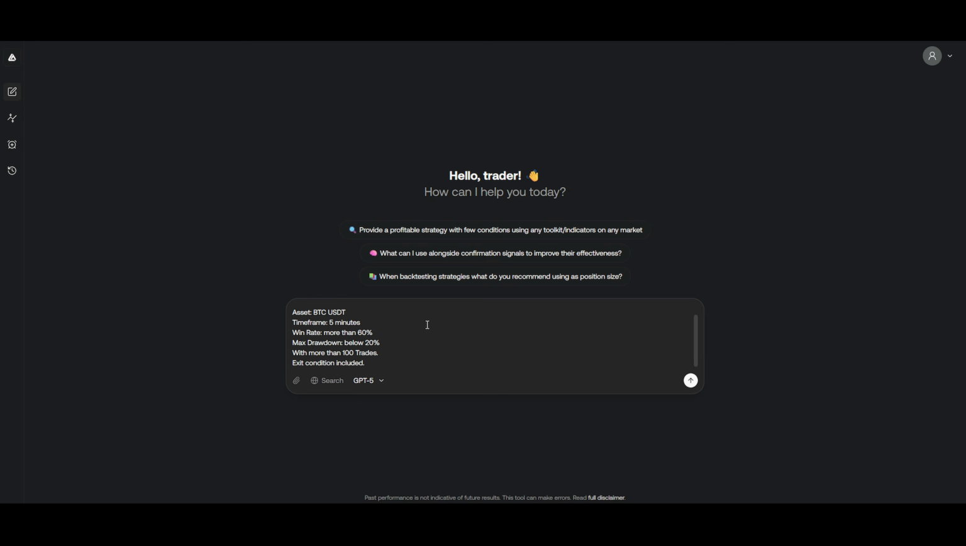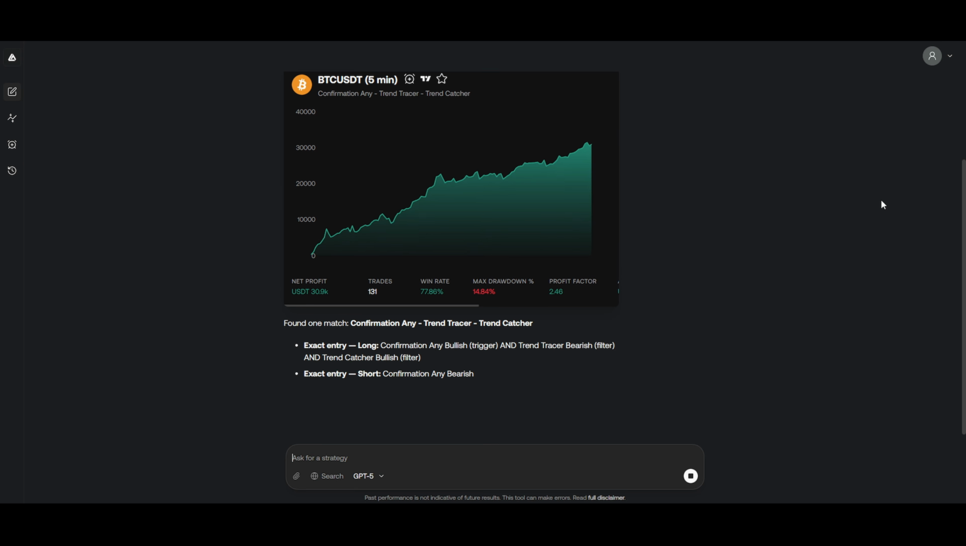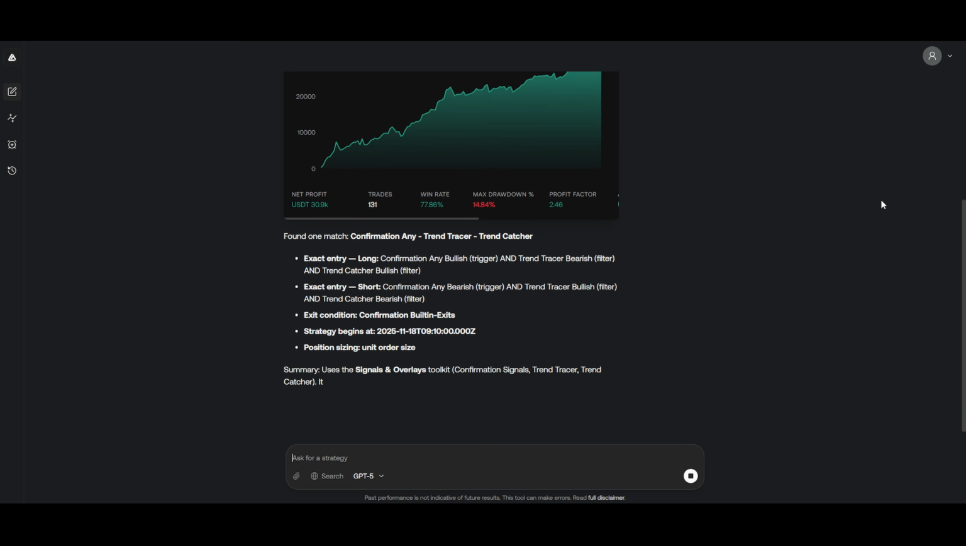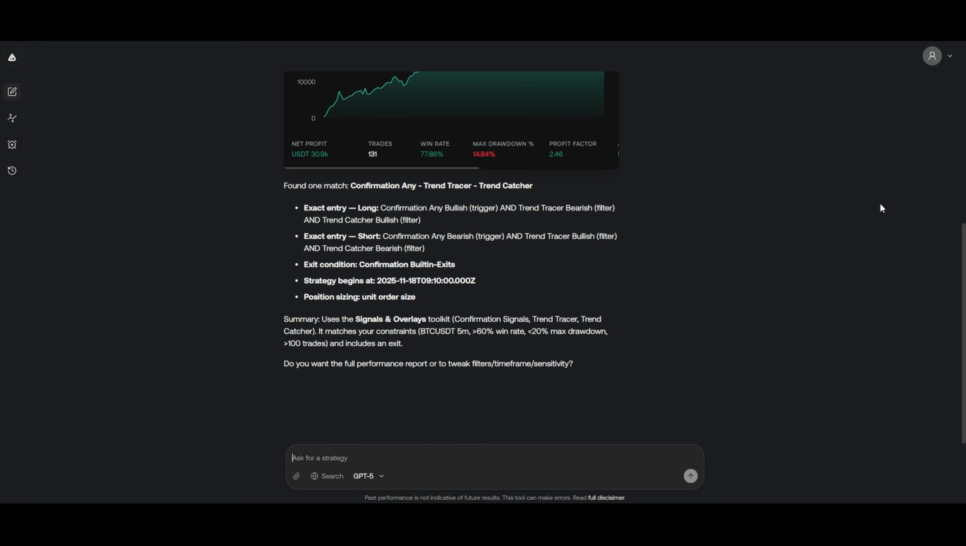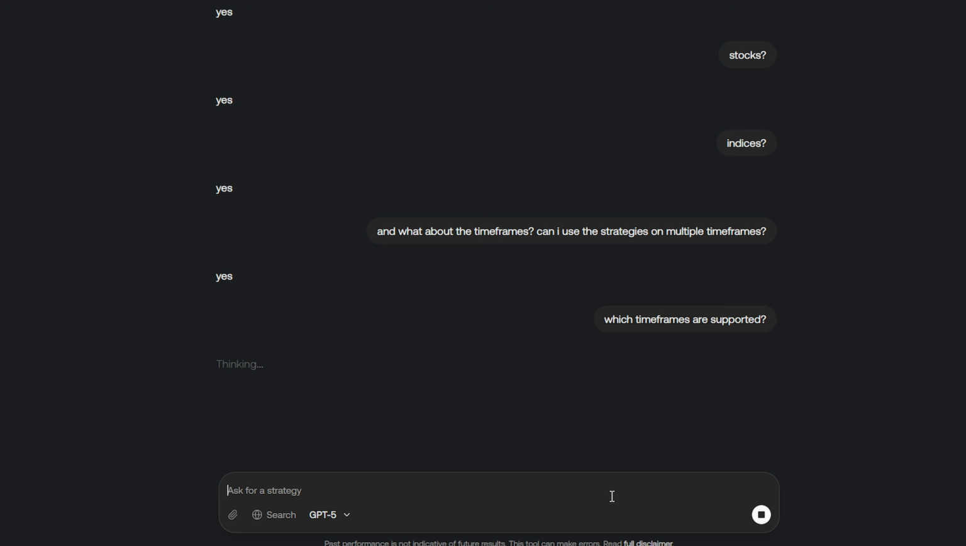The backtest shows a win rate above 77%, with a drawdown below 15%. This is not a promise. This is just a tested result based on clear rules. And the interesting part is that this strategy is not limited to Bitcoin. It works on crypto like Ethereum, on Forex, stocks, and even indices. It also works on different time frames, from 5 and 30 minutes to hourly and even daily charts.